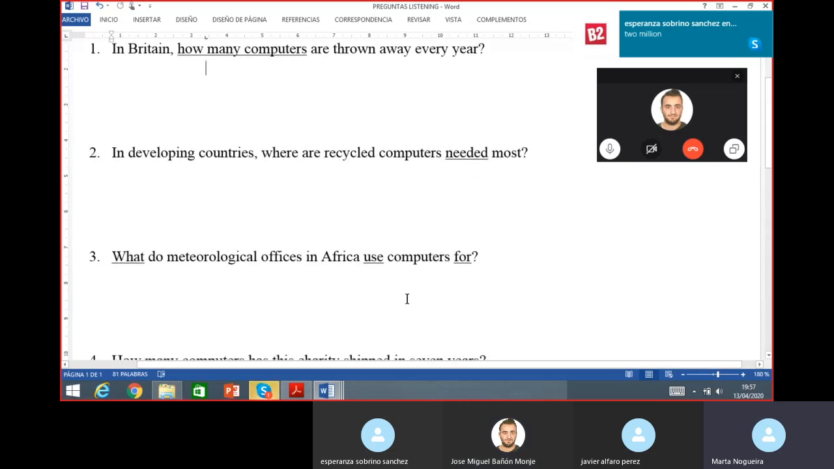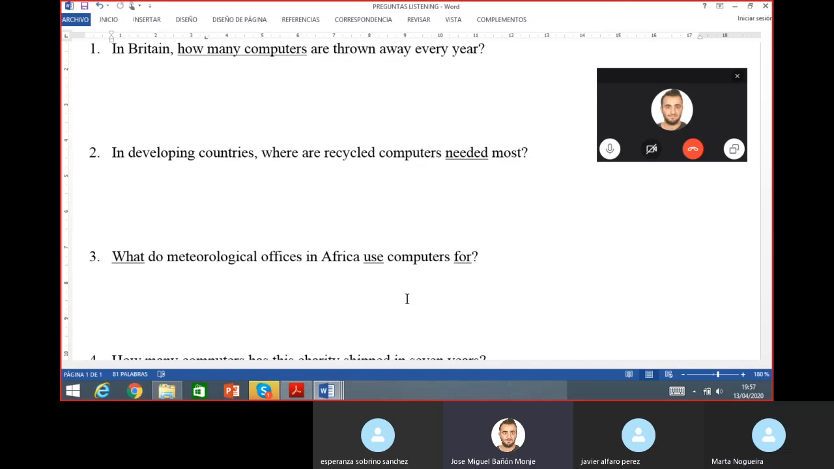In developing countries, where are recycled computers needed most? In schools, hospitals, and teaching centers. Yes, it was training centers, but it is good. Very good. What do you have for 3?